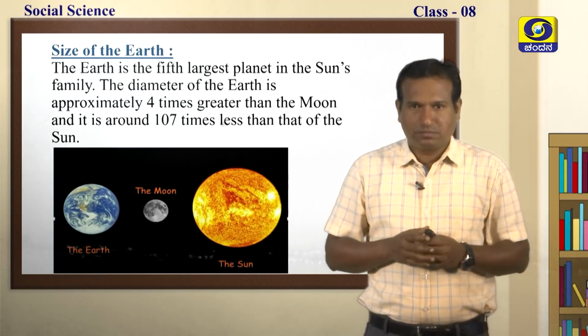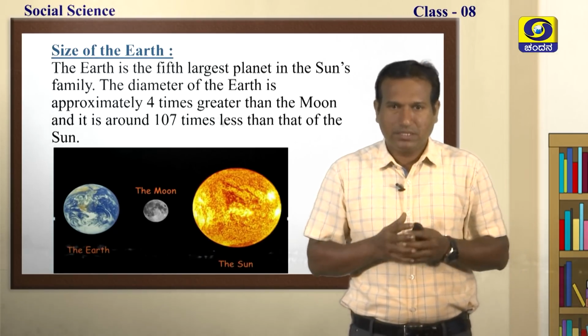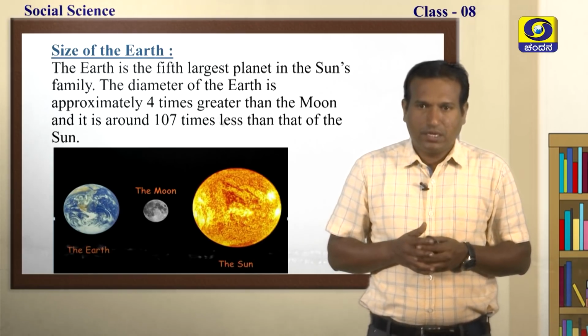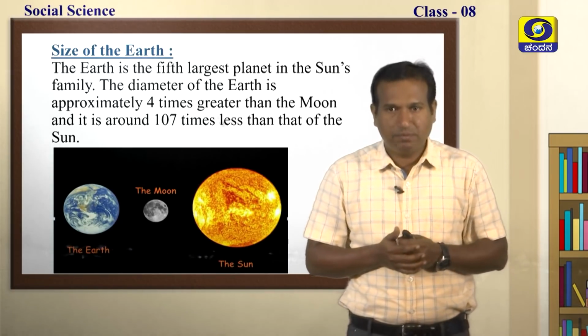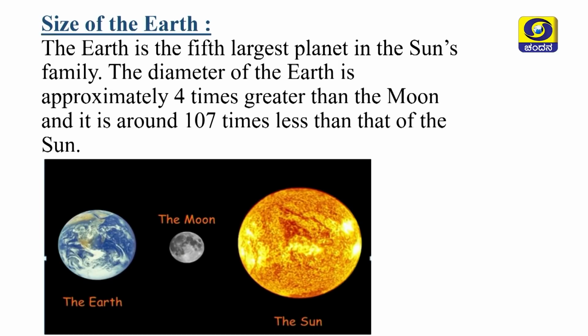What is the size of this Earth? The total area of the Earth is about 510 million square kilometers. This Earth is the 5th largest planet in the Sun's family. The diameter of the Earth is approximately 4 times greater than the Moon. Try to understand: the Earth is 4 times greater than the Moon and it is around 107 times smaller than the Sun. When you compare the Earth and the Sun, the Earth is 107 times smaller, but Earth is a planet, Sun is a star.